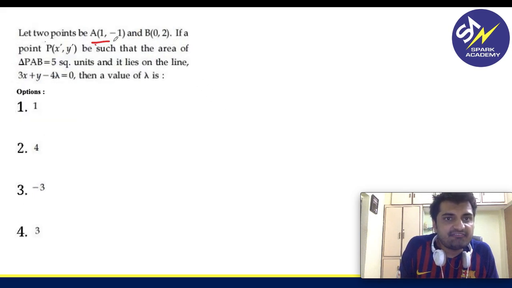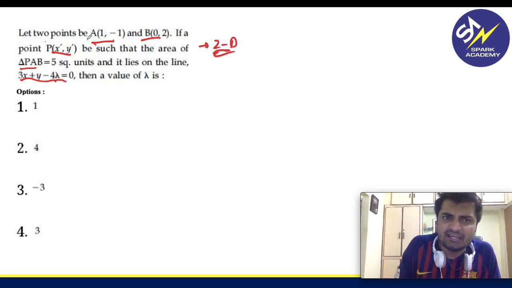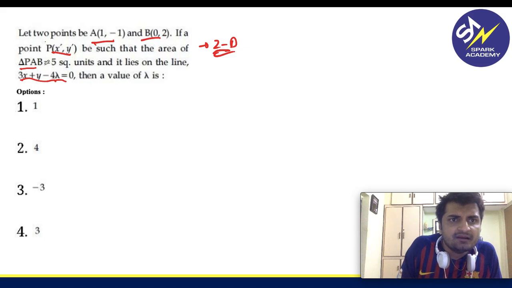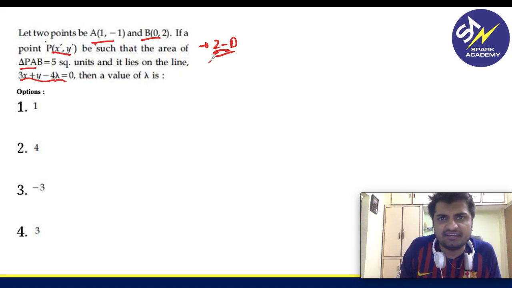Now look at this. They gave points A, B, C and asked the area of the triangle. Then they gave a single equation. So this is 2D geometry. It looks simple. Area of the triangle, we know a shortcut. Then they gave a line and asked for theta. So this might probably be a round 1 question.